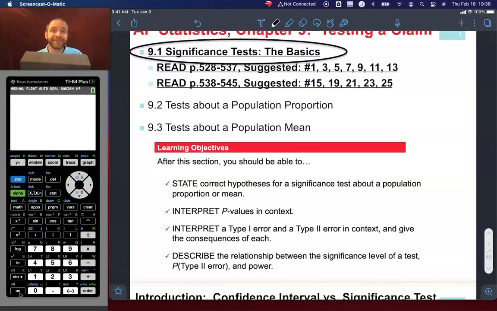So as I said in the beginning, yes, it's section 9.1, the basics, but there's so much foundation here with significance tests when it comes to terminology, phrasing, and conclusions that you need to make sure that you actually read the book on this one and you understand what's being said.